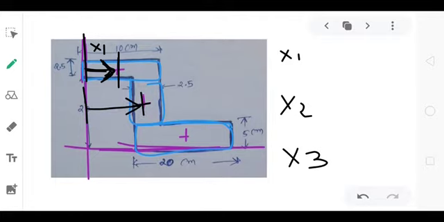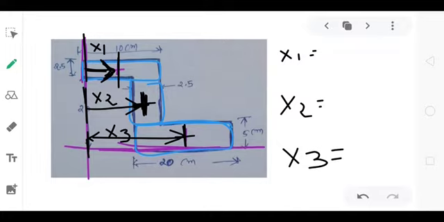What will be x2? x2 is the distance from this reference line to the center of rectangle 2. And x3 is the distance between this center point and this reference line. So first I will find out these distances x1, x2 and x3.